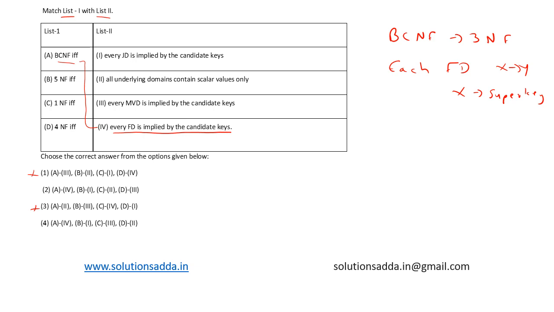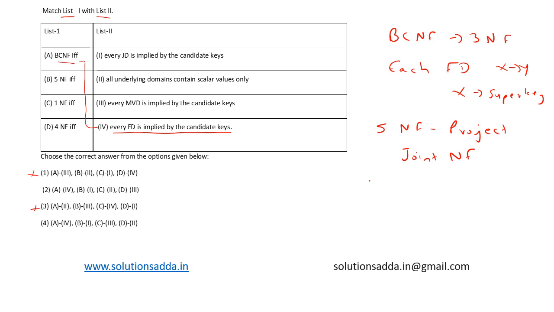Now second one, phi NF. Phi NF stands for project joint normal form or fifth normal form. This normal form is designed to reduce redundancy in relational database, recording multi-valued facts by isolating semantically related multiple relationships. So basically, a table is said to be in the fifth normal form only if it is in 4NF and it cannot be decomposed into any number of smaller tables without loss of data.